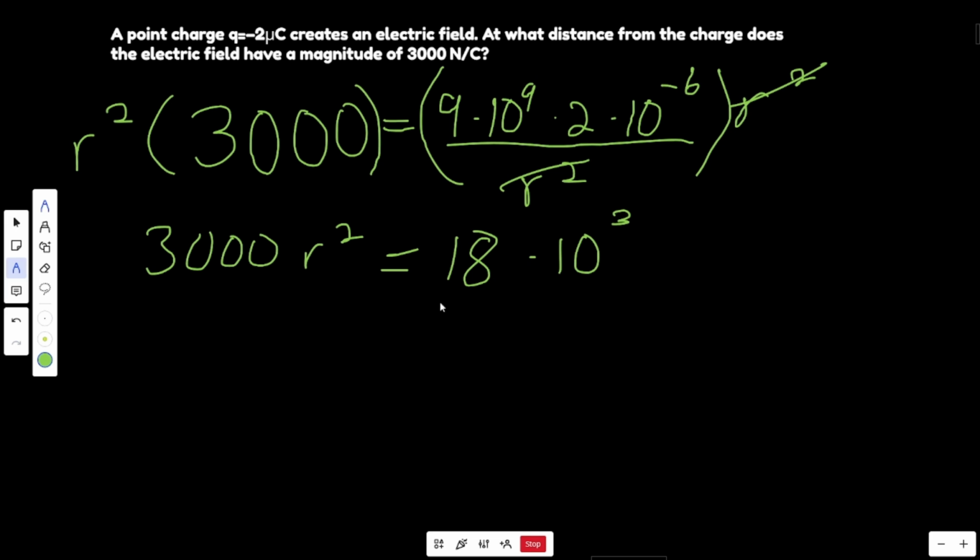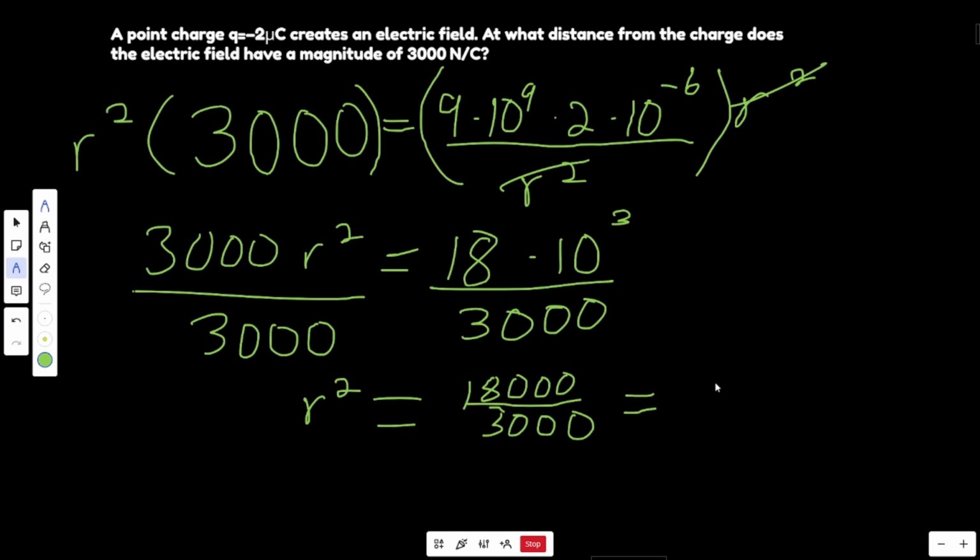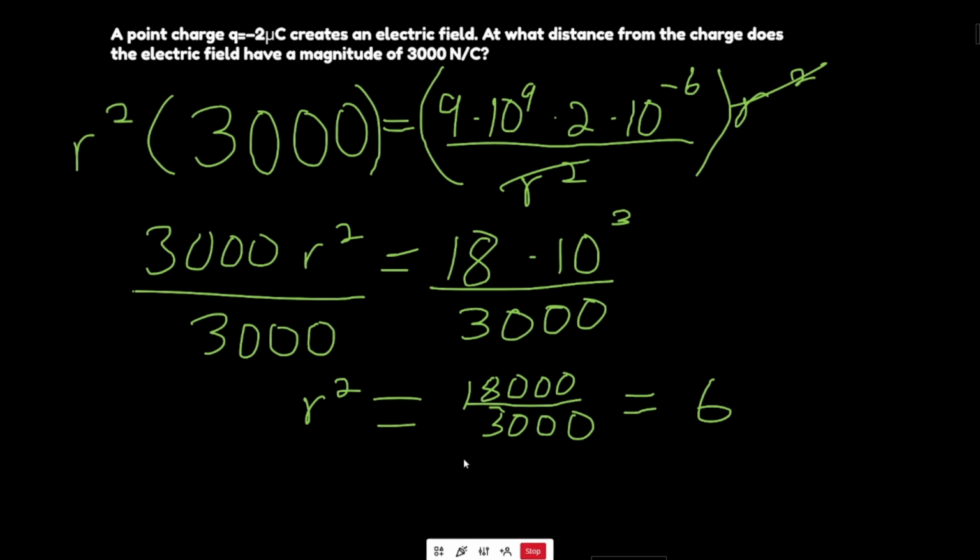Now, we're just going to divide both sides by 3000. This is equal to r squared. This is basically just adding 3 zeros here. So this is 18,000 over 3,000. And this is going to be equal to 6. We don't want r squared, we want just r. So we get the square root of both sides.